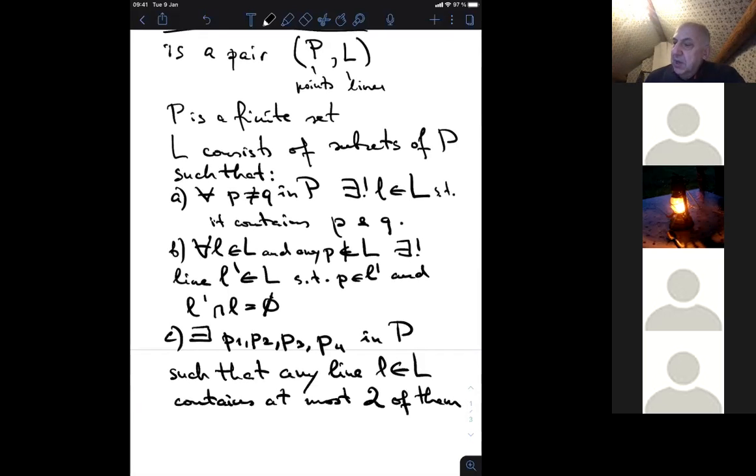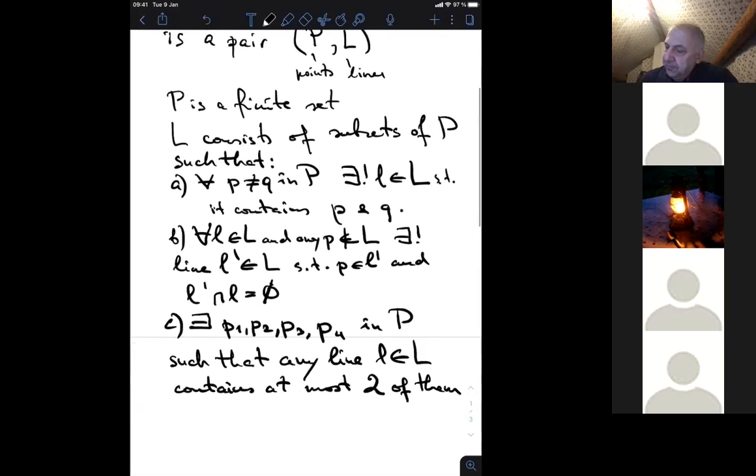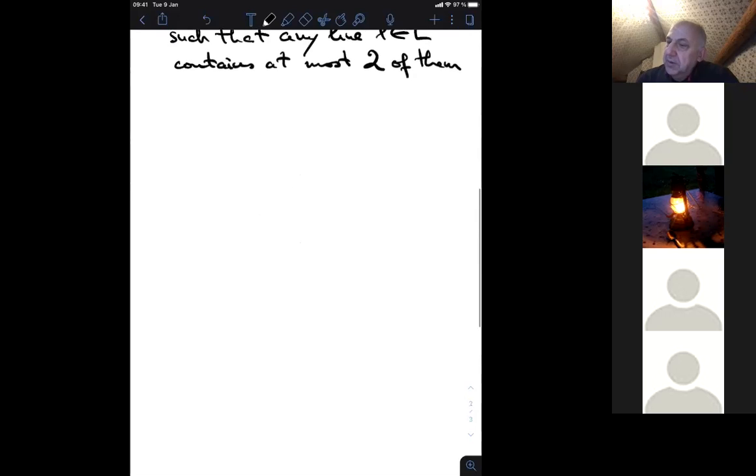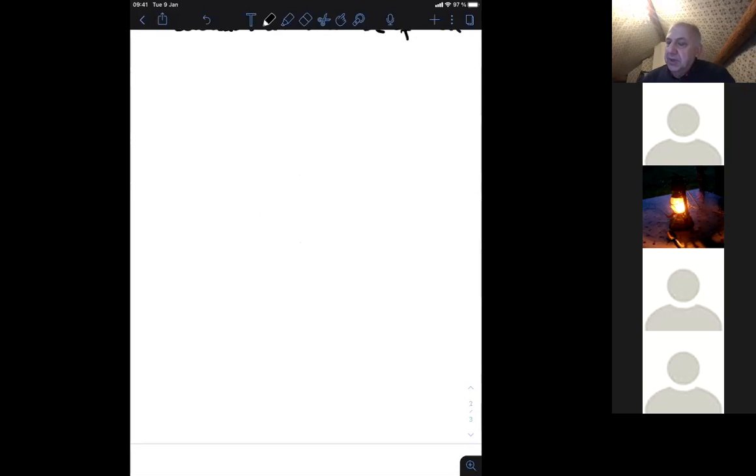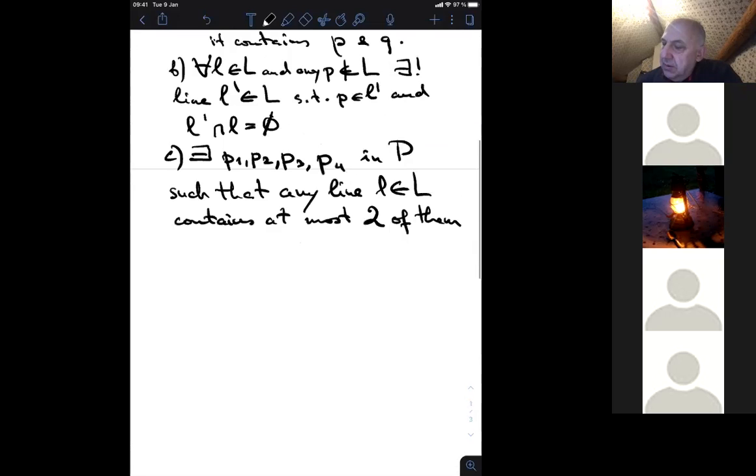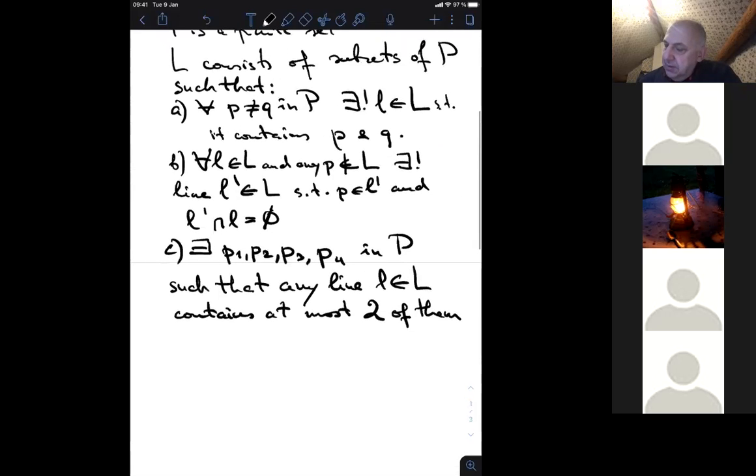Let me start with some examples. I'll repeat these axioms several times. Okay, so could you keep the previous in frame? Okay, so I'll still have some space here.